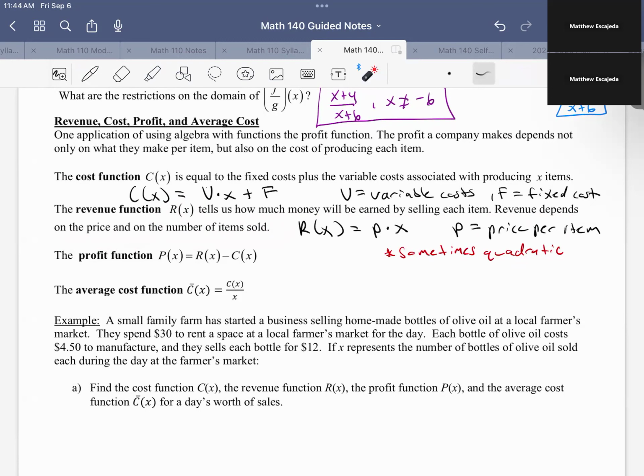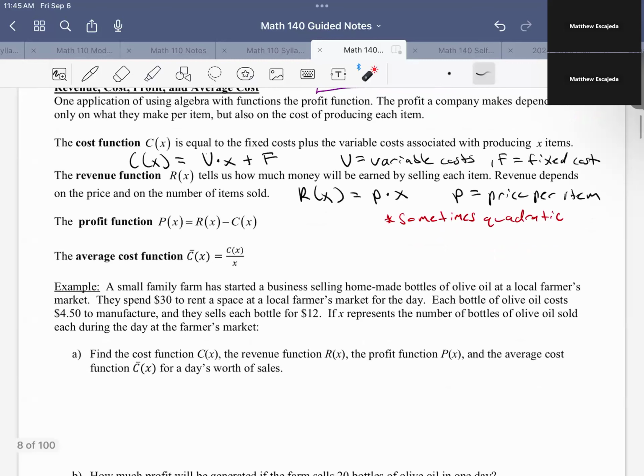And lastly, the profit function is just going to be revenue minus cost, right? If you think about business, it's kind of self-explanatory. The profit is how much you're making minus how much it's costing. One last term is an average cost function. You might be unfamiliar with this. It's kind of the same as a cost function, but you see there's a solid line above the C. This is just the cost function divided by the number of items. Okay, let's go ahead and apply these in an example.